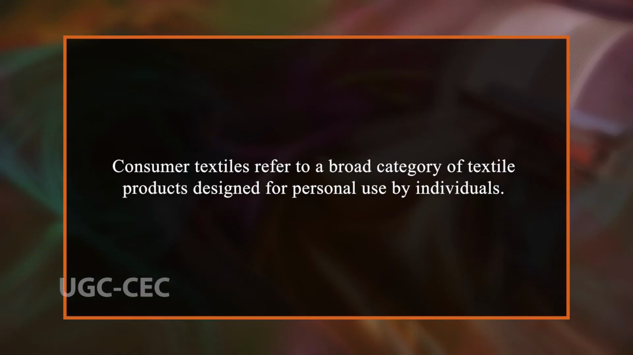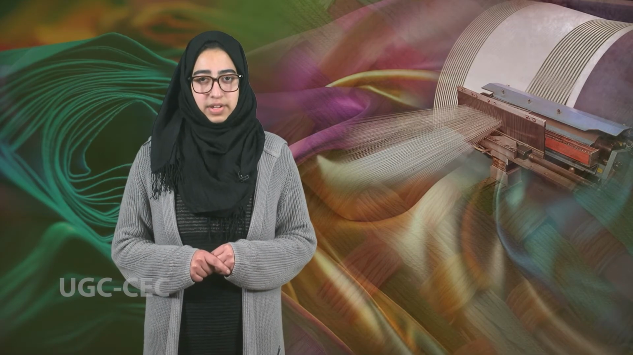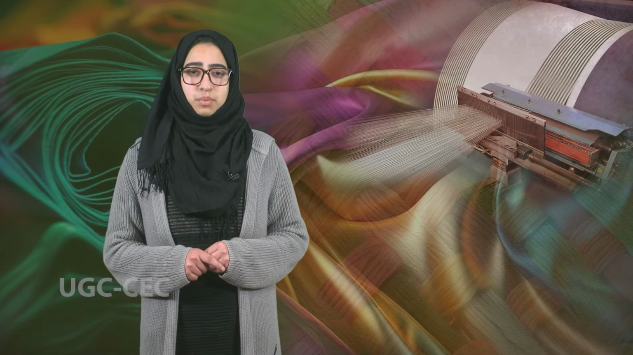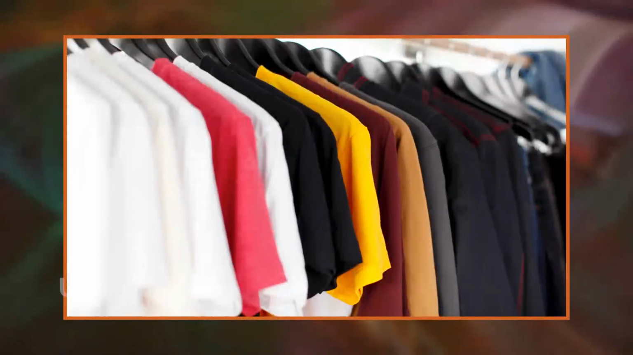Consumer textiles refer to a broad category of textile products designed for personal use by individuals. These textiles are intended for daily living and include a wide range of items that people use in their homes, wardrobes, and for various personal needs. In consumer textiles, aesthetics and comfort are the most important factors. Examples of consumer textiles include apparel such as shirts, pants, dresses, jackets, and undergarments.